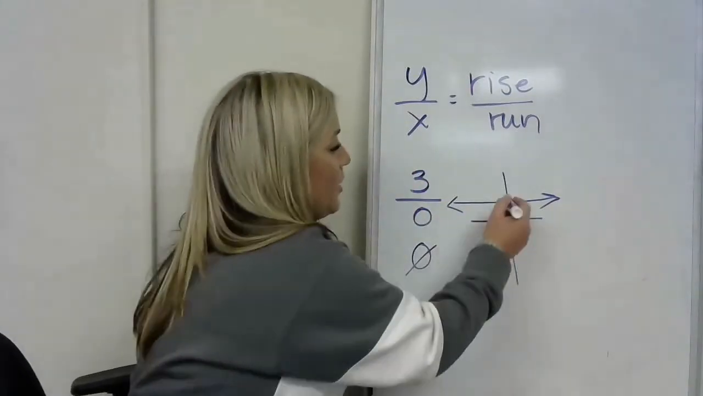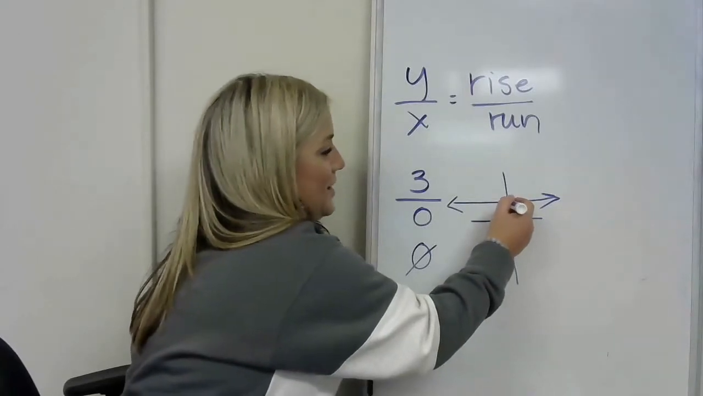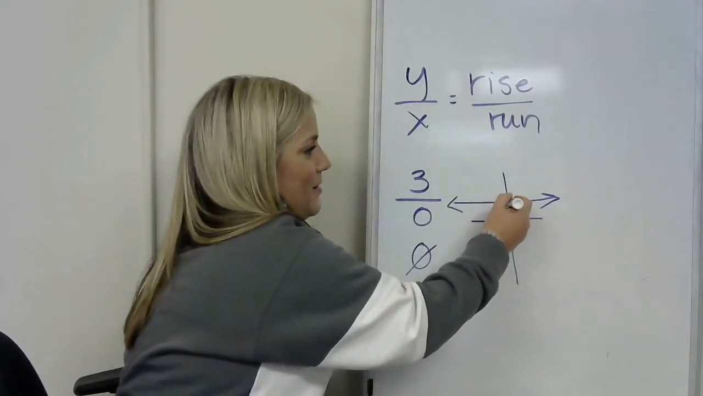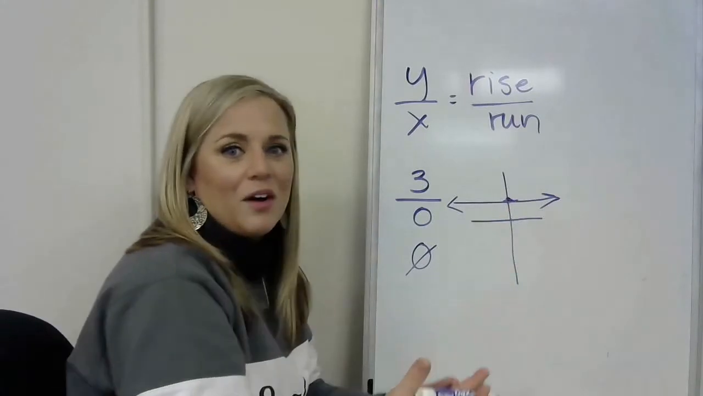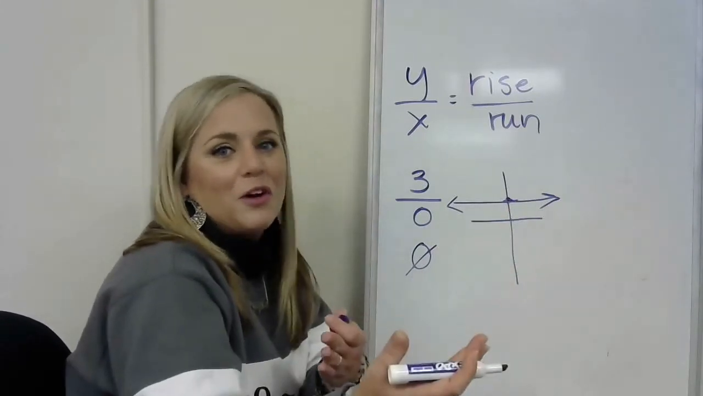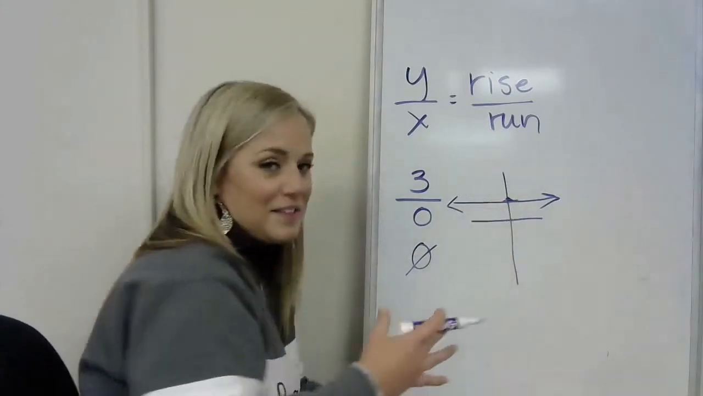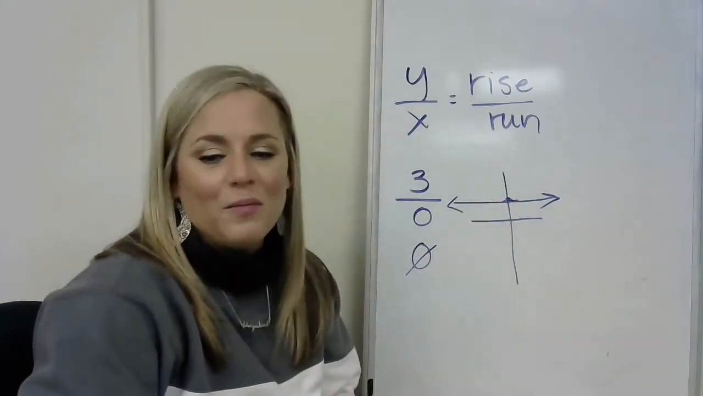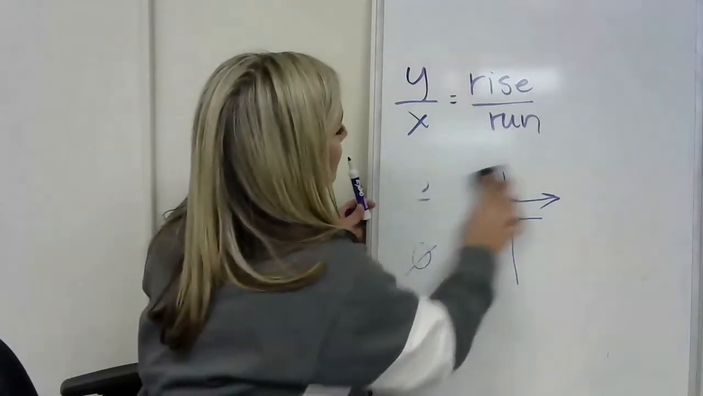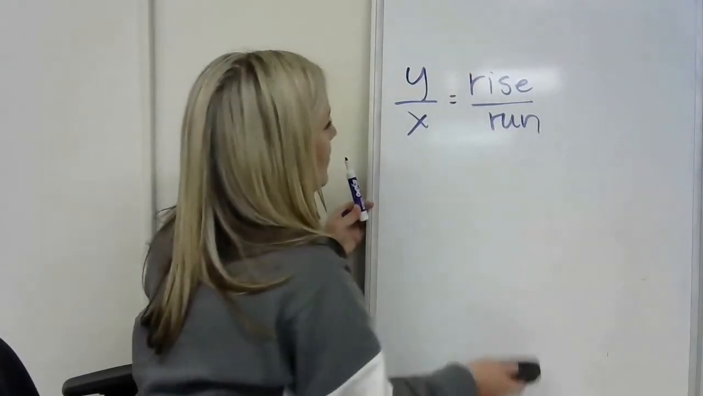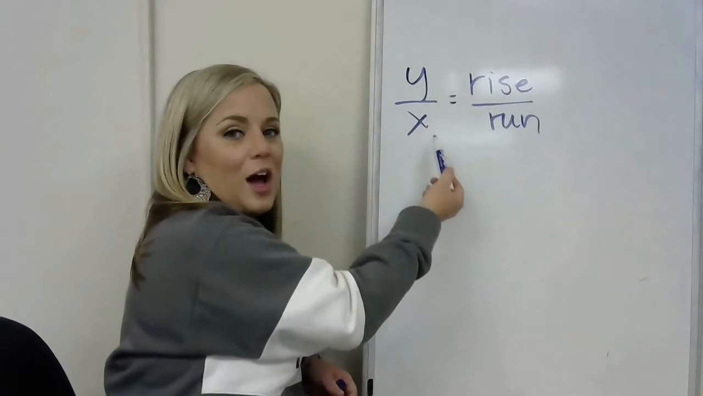Because you can't go up and over. It doesn't work, right? You don't go over any. So you just stay at 3. So just 3, that's it, okay? Now, a little bit different. Still, your y is on top, x is on bottom.